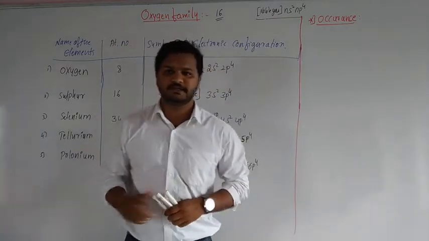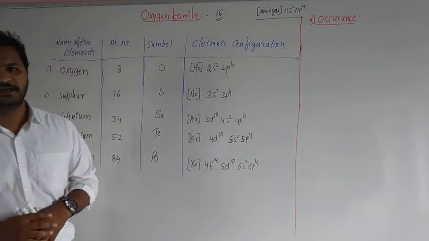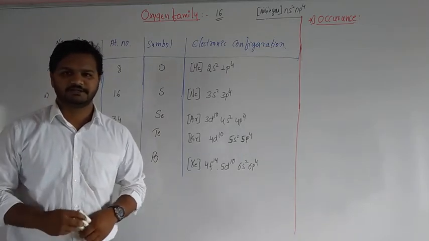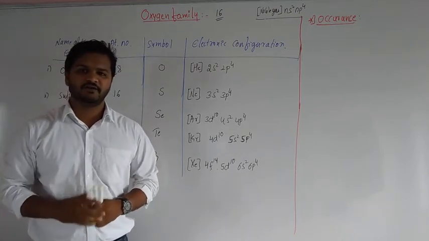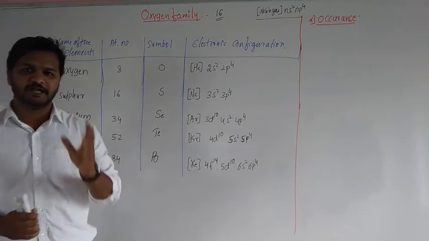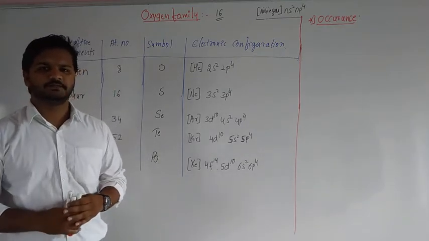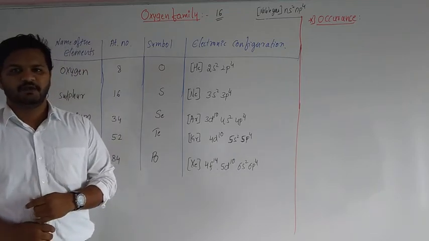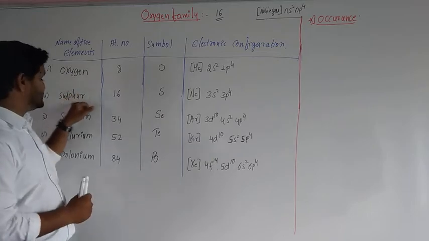Okay, students, here oxygen is the most abundant element in the earth crust. Actually it is 46.6% by mass of the earth crust, and oxygen is also present in the air, and it has 20.94% by volume of air. And one more point, oxygen is all. And next one, sulfur.